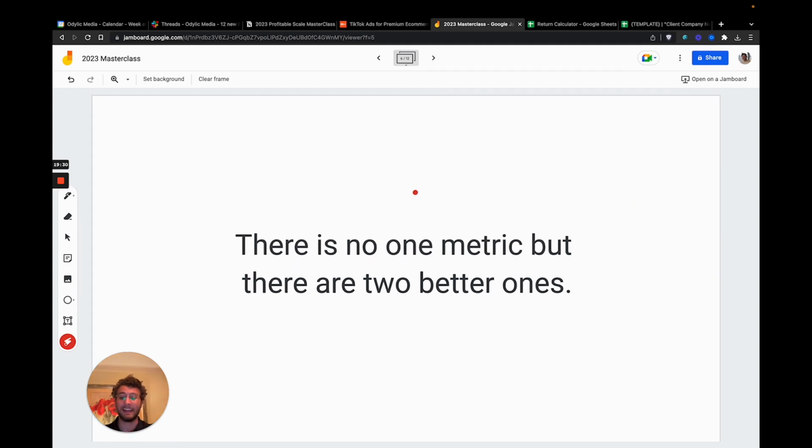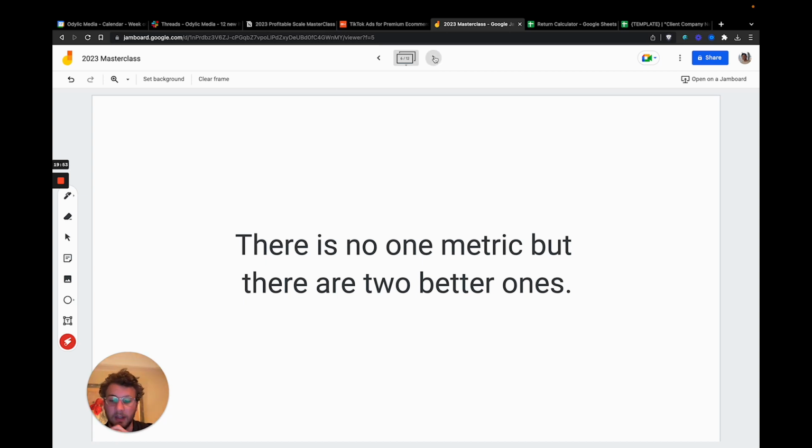Perfect. So in general, again, there is no one metric, but there are two better ones than ROAS. And when it comes to e-commerce, when it comes to scaling, there is never any one metric you can look at and it's the singular truth. You're always looking at 5 to 10 metrics in a layer and saying, okay, for each step of the funnel, where are we at and how are these metrics performing versus what our KPI is. So you cannot only be looking at one thing.